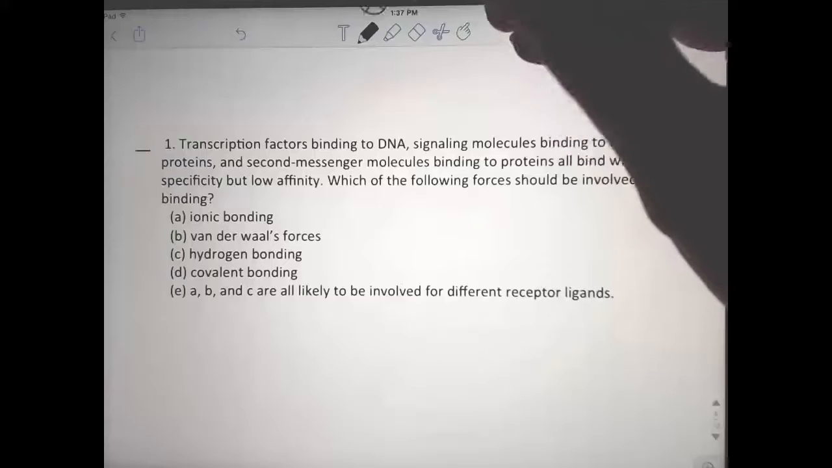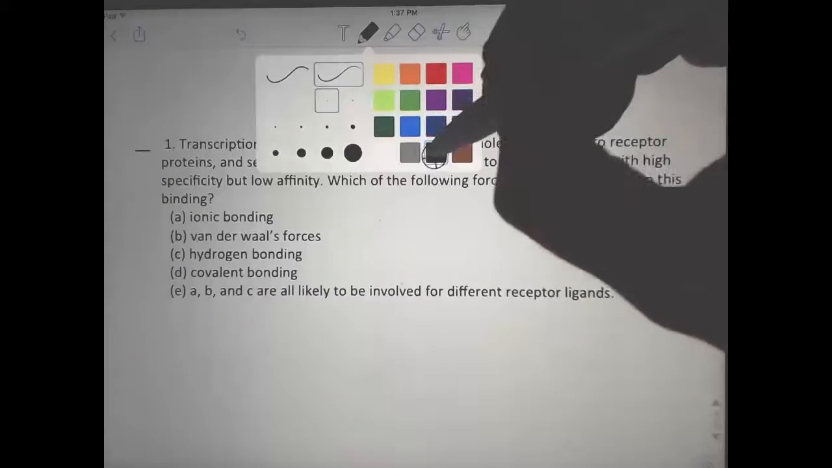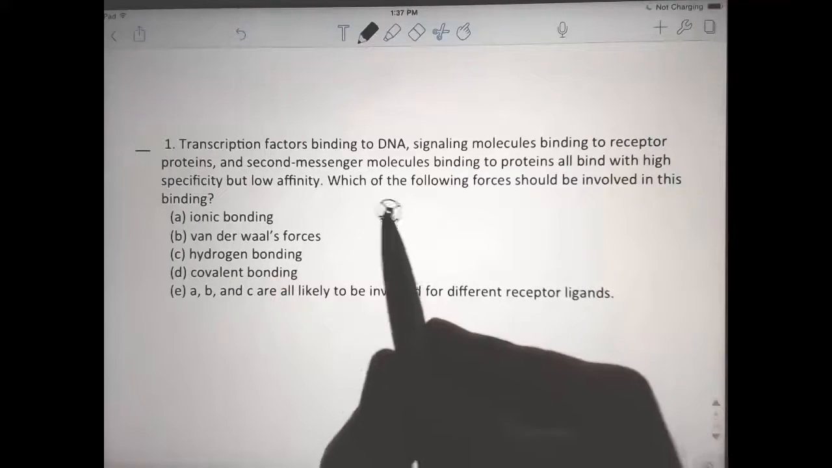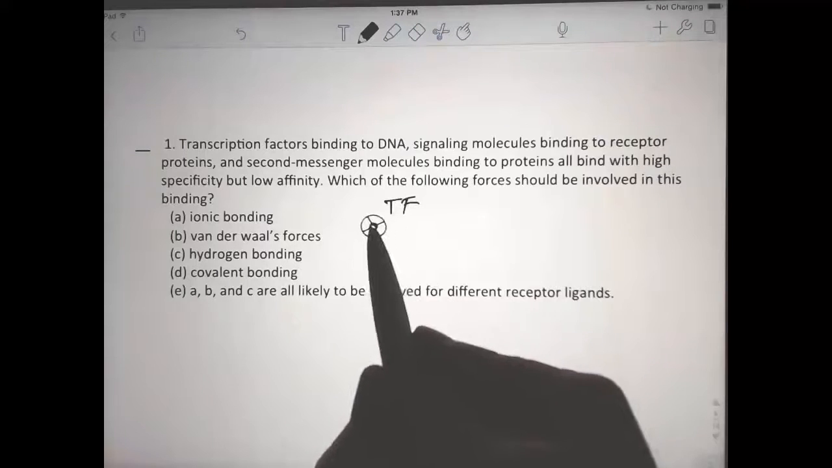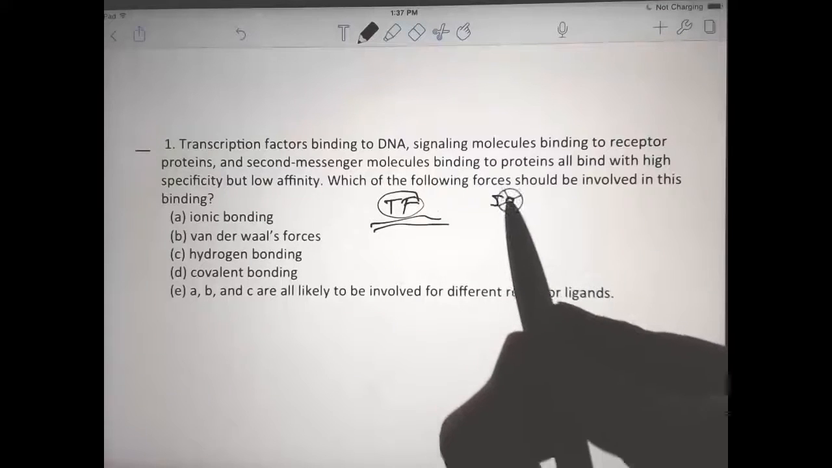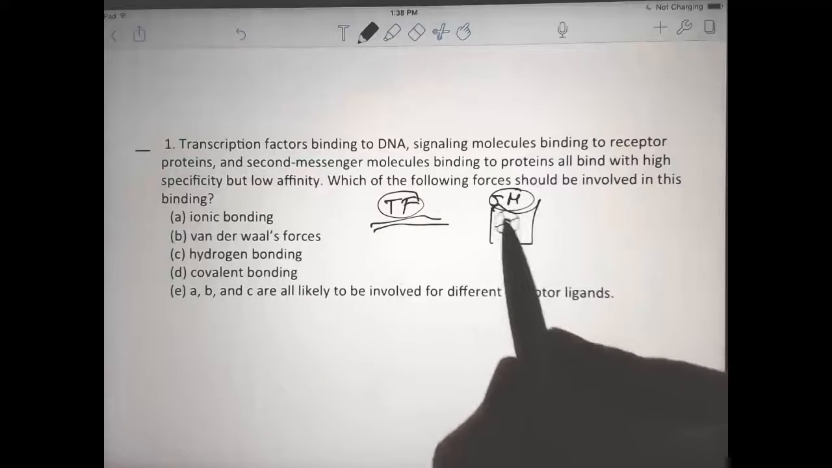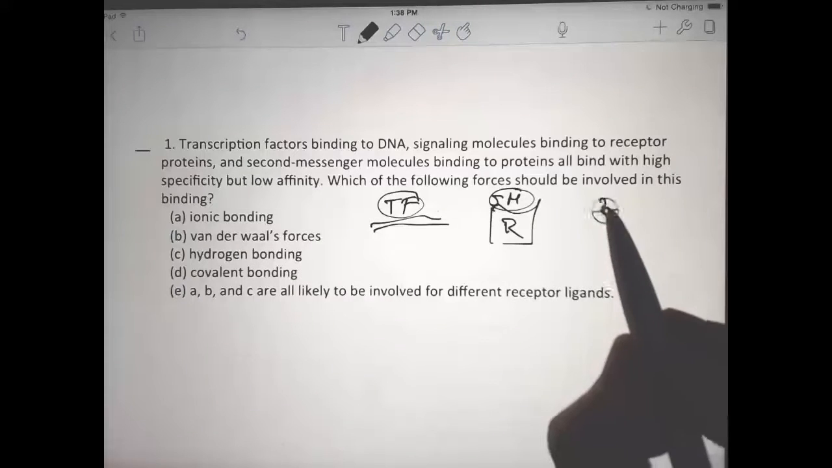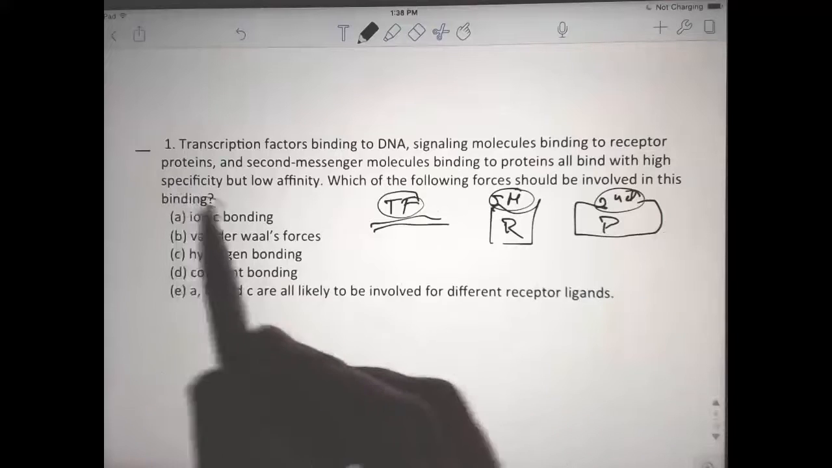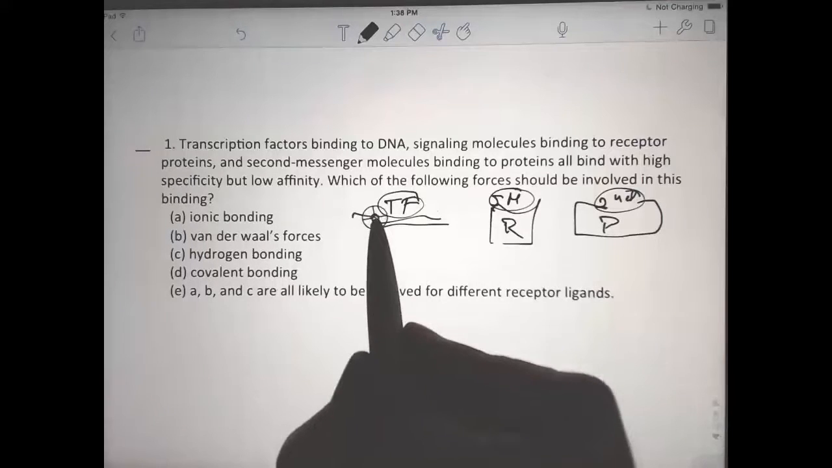What I'm recommending that you try is to decrease the number of things you have to hold in your mind by doing sketches. So if, as you read the question, you make sketches or put in keywords, you can start capturing ideas without having to hold as much in mind. As I read, transcription factors binding to DNA, and of course I have to know what those are. There's a transcription factor bound to DNA, a signaling molecule bound to a receptor, a second messenger molecule bound to some protein. They all bind with high specificity but low affinity. Each of those is about binding.